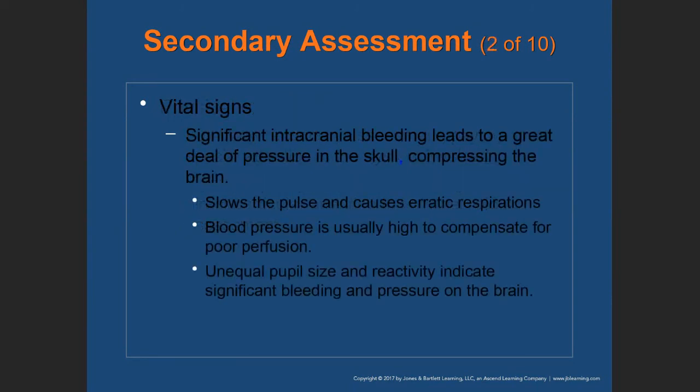Vital signs. Significant intracranial bleeding leads to a great deal of pressure in the skull, compressing the brain. It causes a slow pulse and erratic respiration. That's your Cushing triad. Blood pressure is usually high to compensate for poor perfusion. Unequal pupil size and reactivity indicate significant bleeding and pressure on the brain.